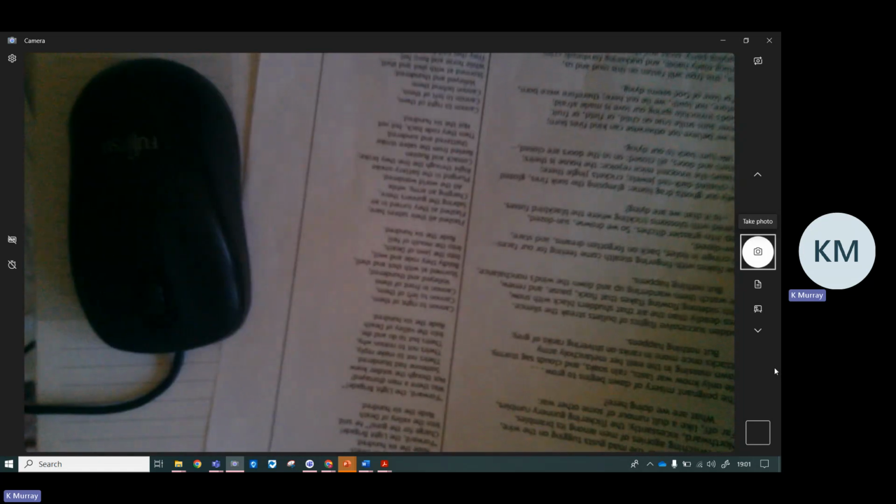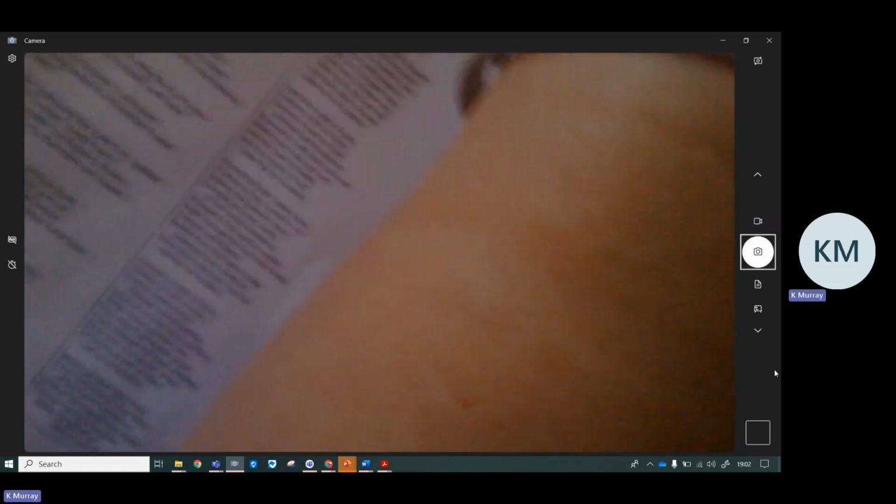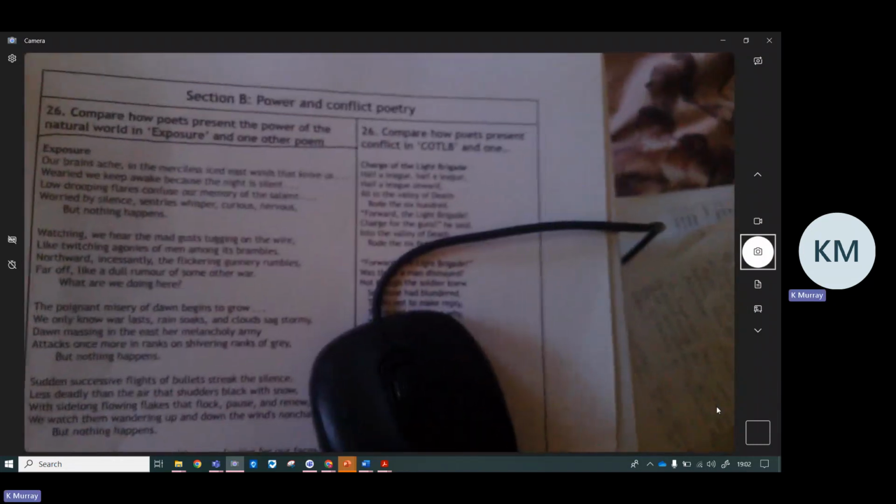Okay, so this is the one. Oh, hello. This is the one that I'm going to do with you. Let's make sure it's not upside down. That would be incredibly useful. There we go, the right way up.